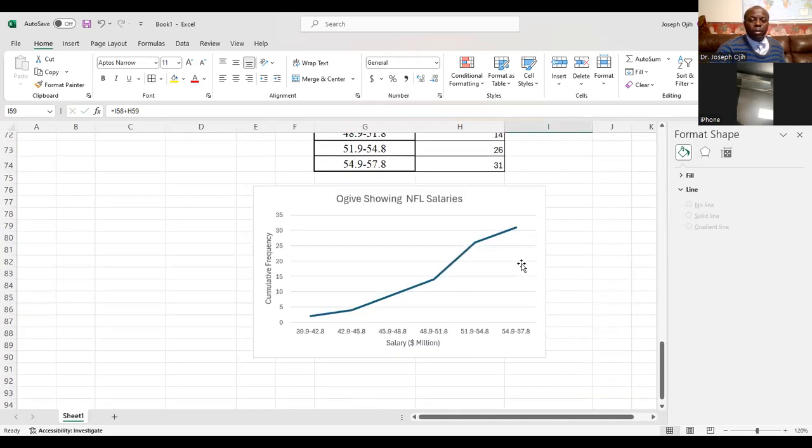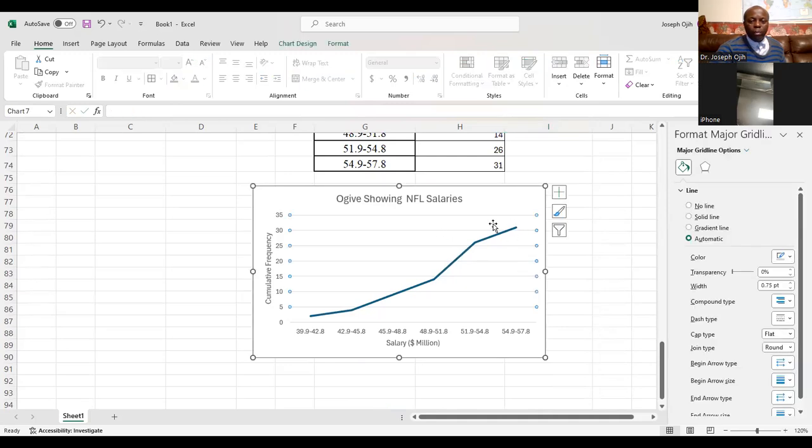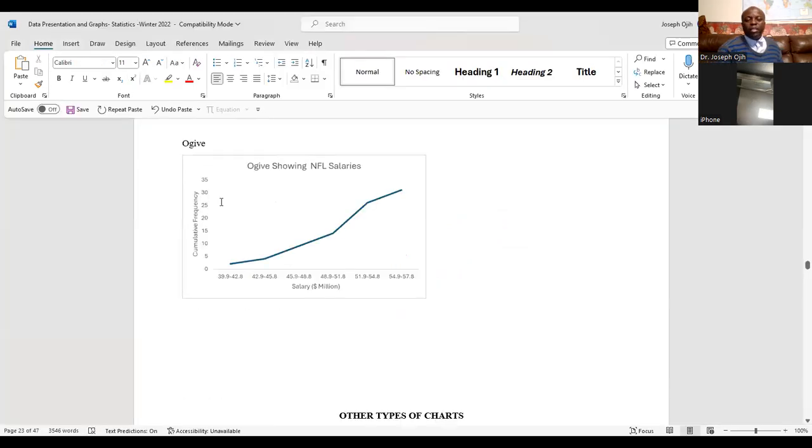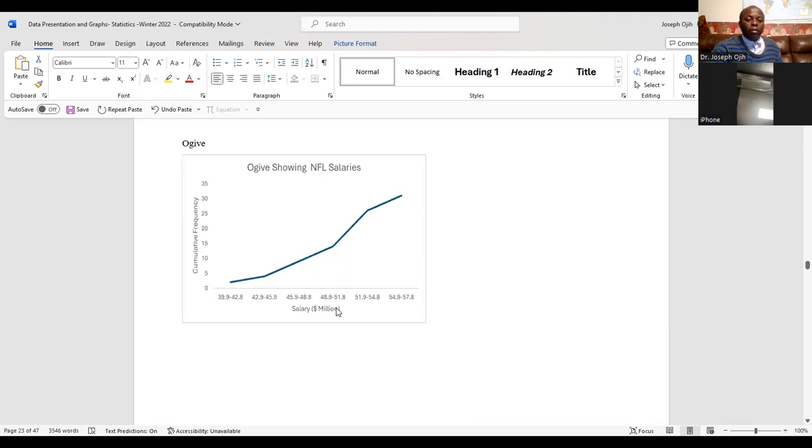So I want to remove these grid lines. Click on any one of them, then press the delete key. They're gone. And then click on the edge of the chart and do Control-C to copy it. And then go to your Word document and paste it if you want. Otherwise, you can leave it on Excel and submit. You can see the ogive right there.